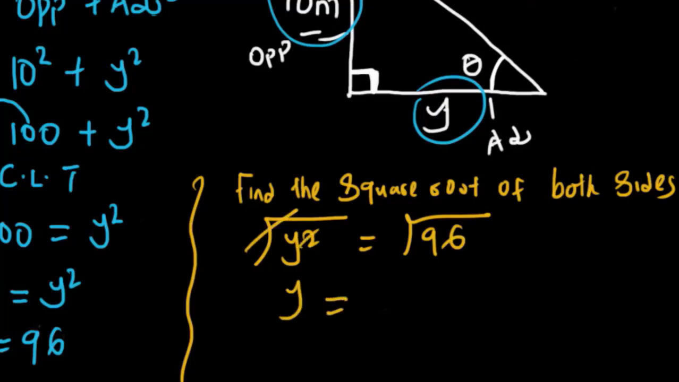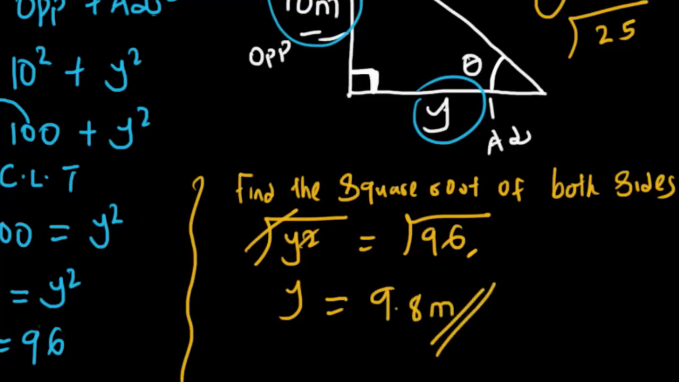Now in the other examples, we had a perfect square. What that means is two whole numbers you multiply by each other to get another number. So for example, the square root of 25 was 5, which is a whole number. But in this case, we do not have a perfect square. So we have to use probably a calculator to find the square root of 96. So it's approximately 9.8 meters. Now this is your answer, 9.8 meters.